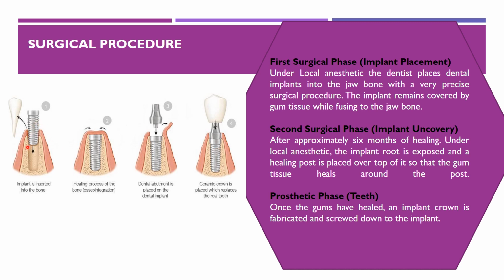You can see this diagrammatic representation. The implant is inserted into the bone and the bone heals. You can see that integration has been achieved. This is the submerged type, and this is the second stage uncovery. After implant uncovery, the abutment is placed on the dental implant, and it goes on for crown placement.